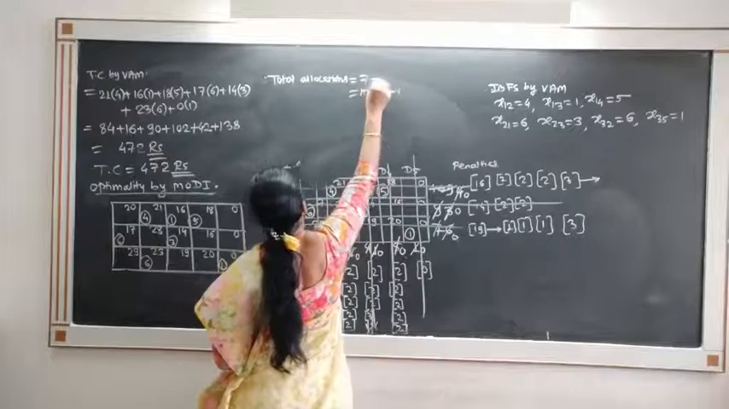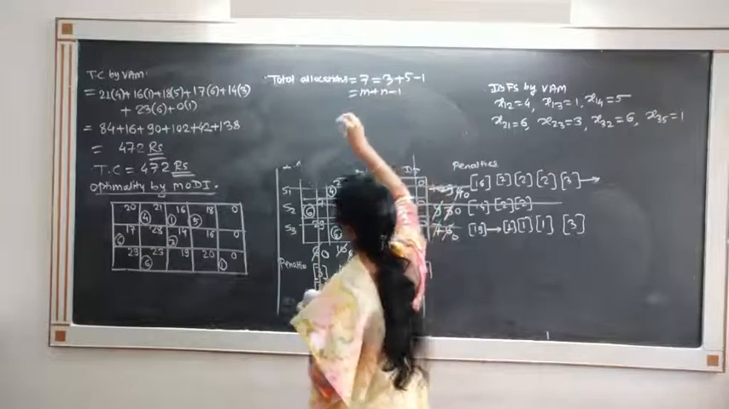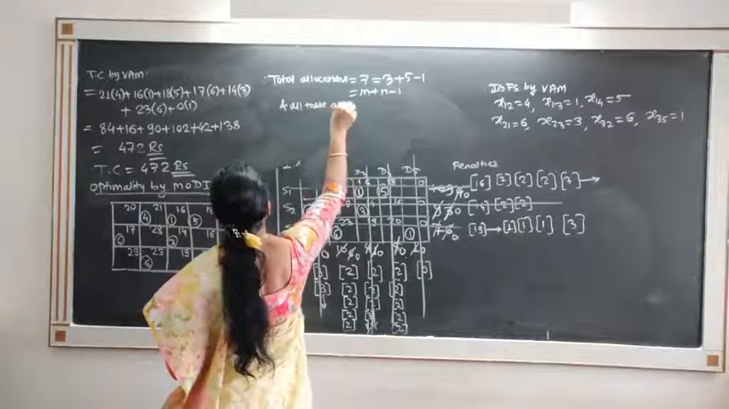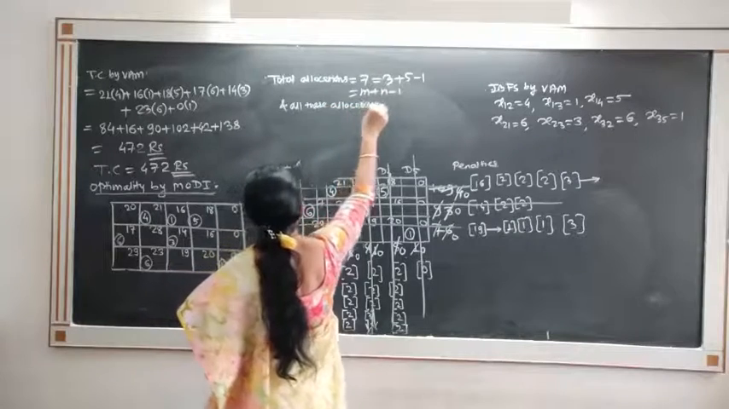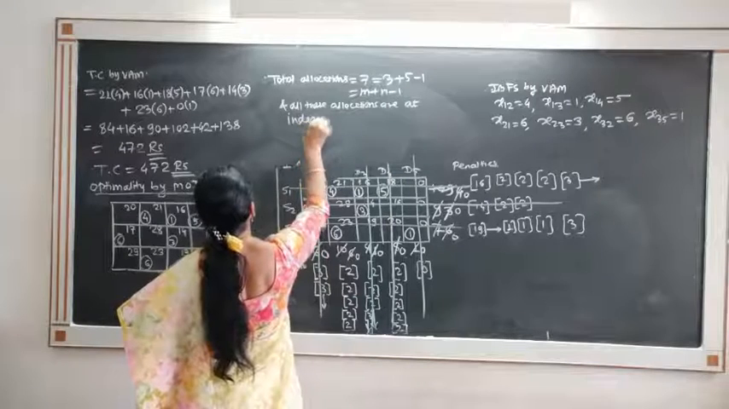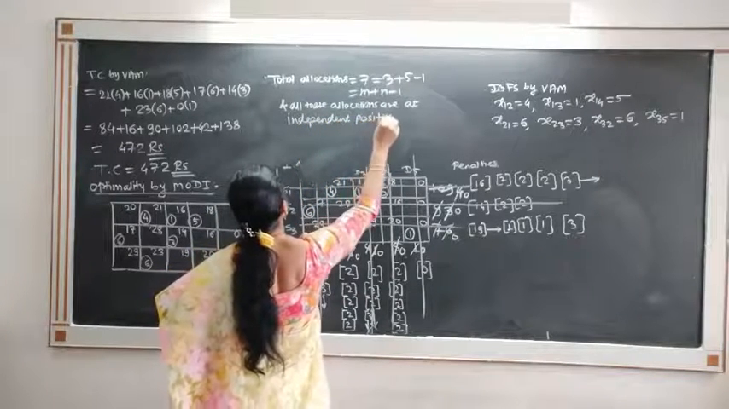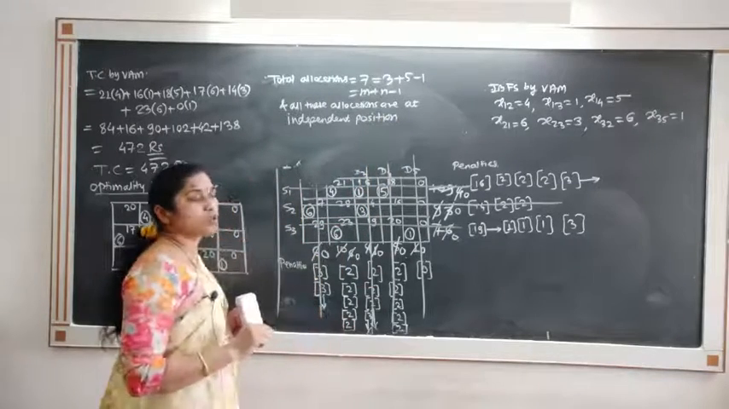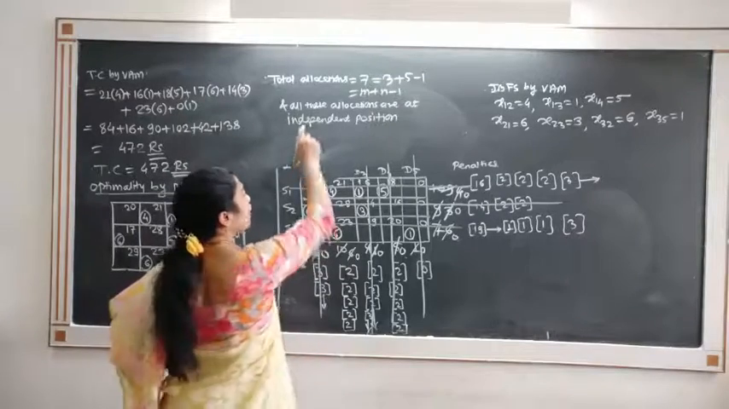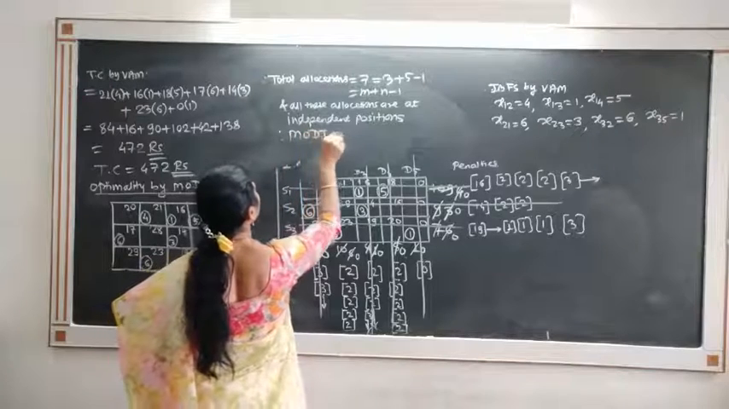M is the number of rows, that is 3, n is the number of columns, and all these allocations are at independent positions. That is, we are not able to form a closed loop consisting of all these allocations, and therefore they are at independent positions, and therefore MODI can be applied.